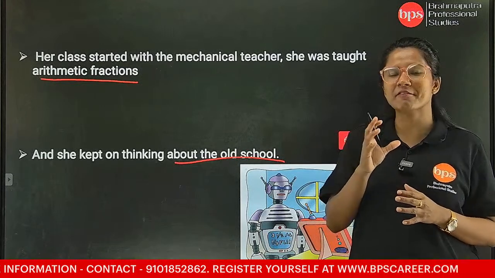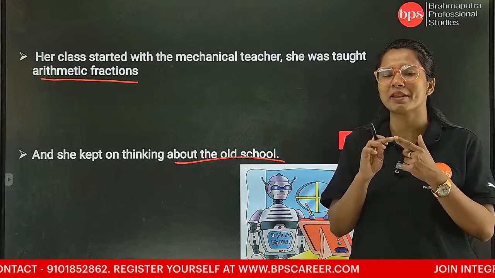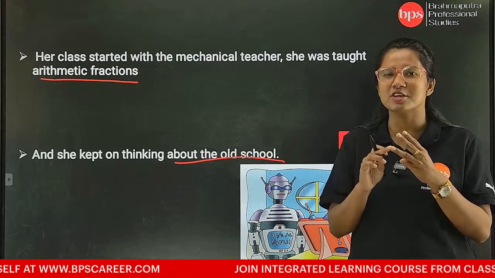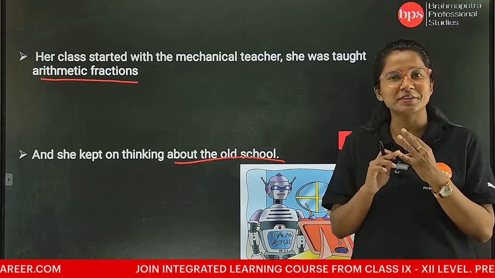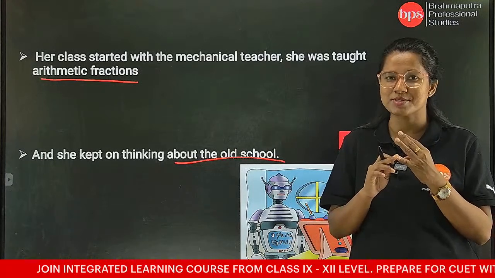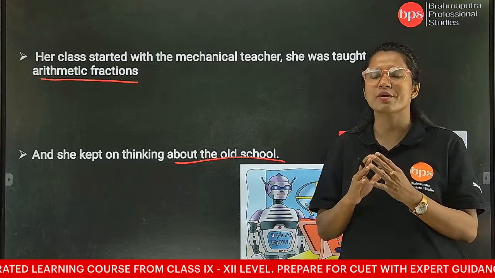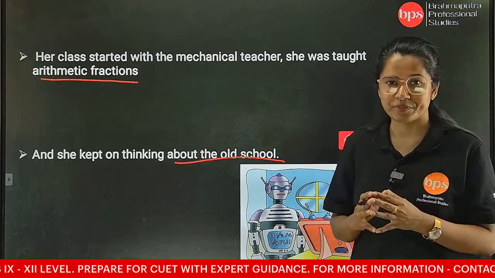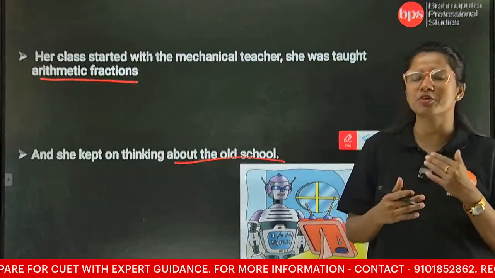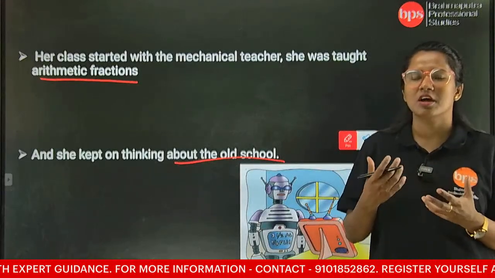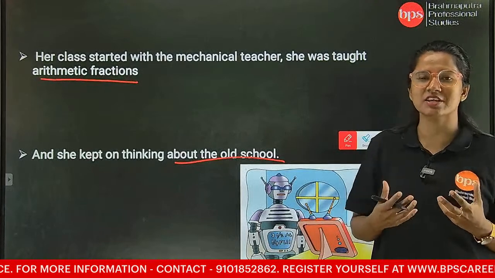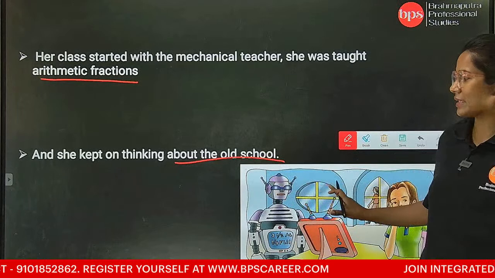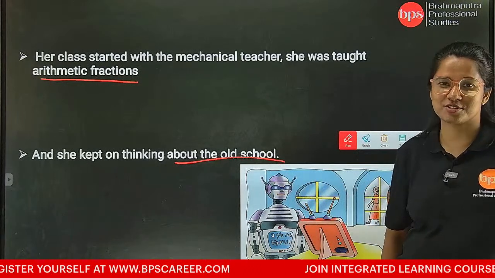And they used to make friends there, they used to play, they used to gossip, they used to even loiter here and there within the school campus. So these things were out of her boundary or out of her thinking zone, and these things kept on flashing in her mind when, in the other class, the mechanical teacher was teaching her fractions.